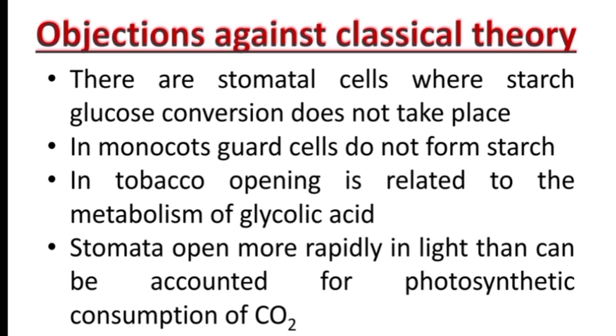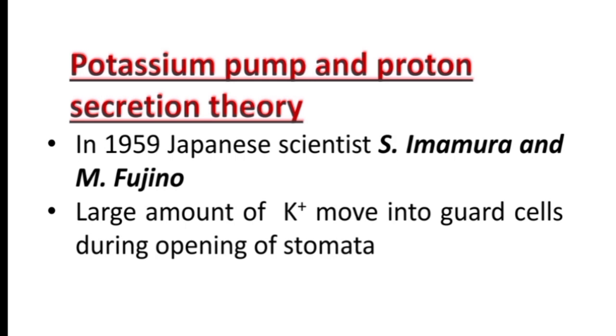This theory was proposed by the Japanese scientists Imamura and Fujino. According to them, a large amount of potassium ion moves into the guard cells, leading to stomatal opening. Imamura and Fujino observed that as the stomata open, a large amount of potassium ion moves into the guard cells, and their movement actually leads to the change in the turgor of the guard cells. Several evidences support this potassium pump and proton secretion theory.